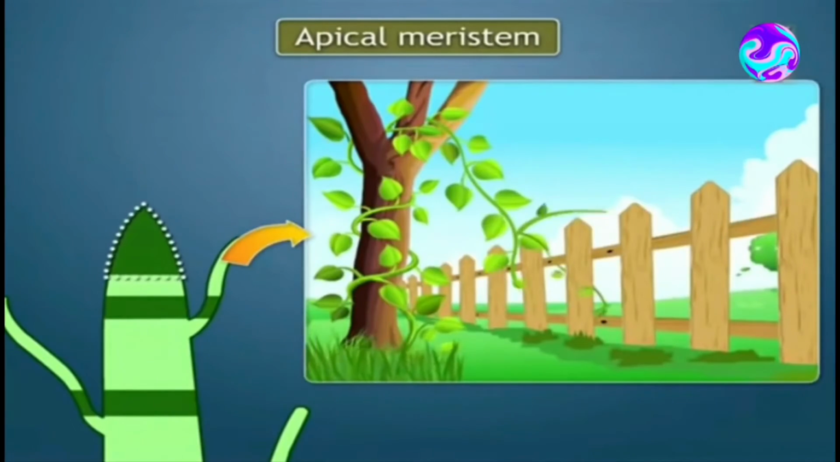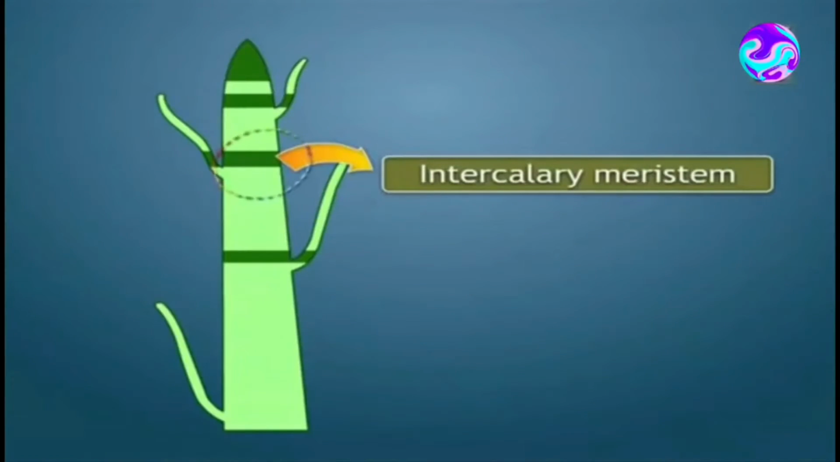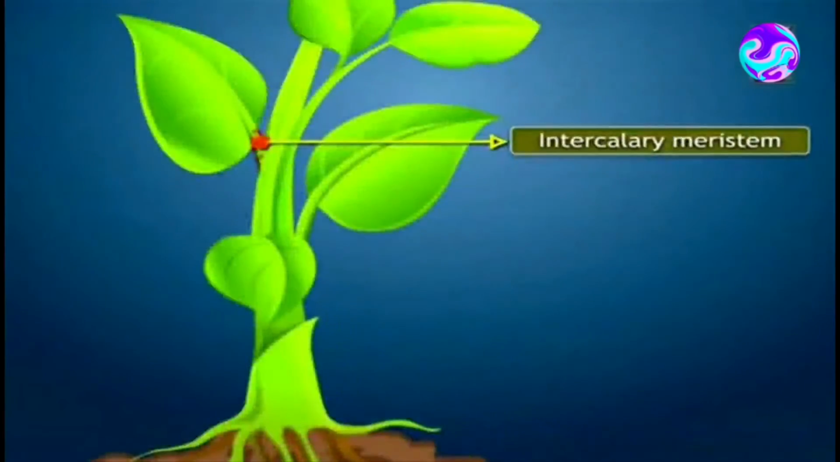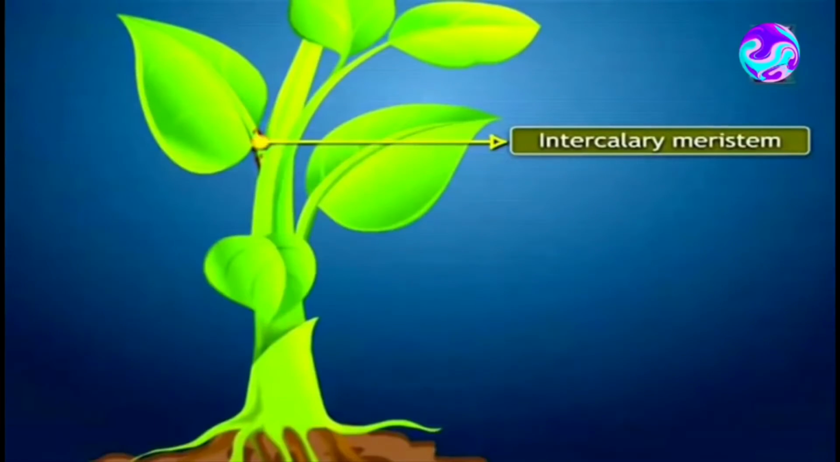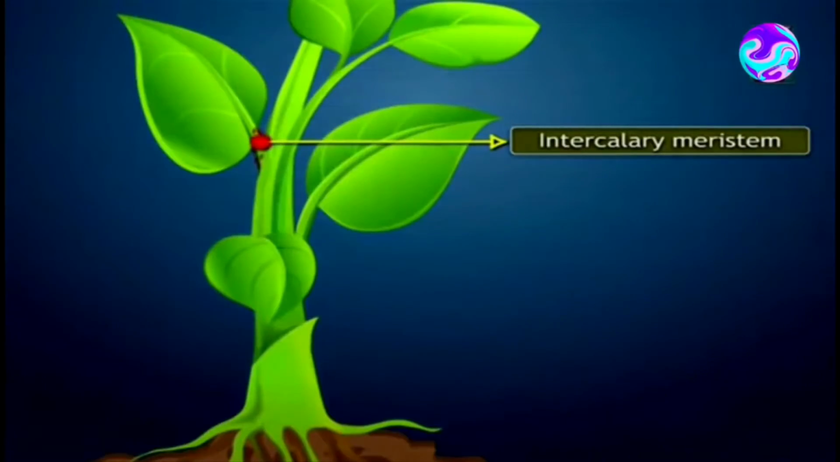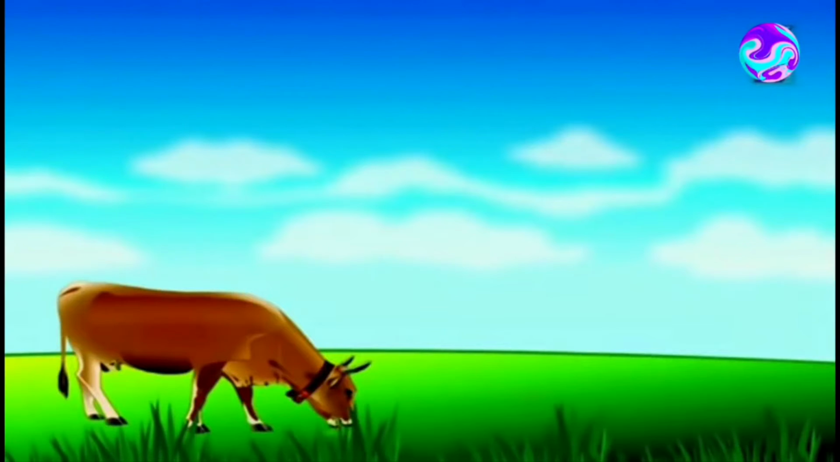Now, the intercalary tissue or the intercalary meristem. They are found between the mature tissues. They occur at the base of the leaves or at the internodes. They increase the length of the internodes. They occur in the grasses and regenerate the parts removed by the grazing herbivores.